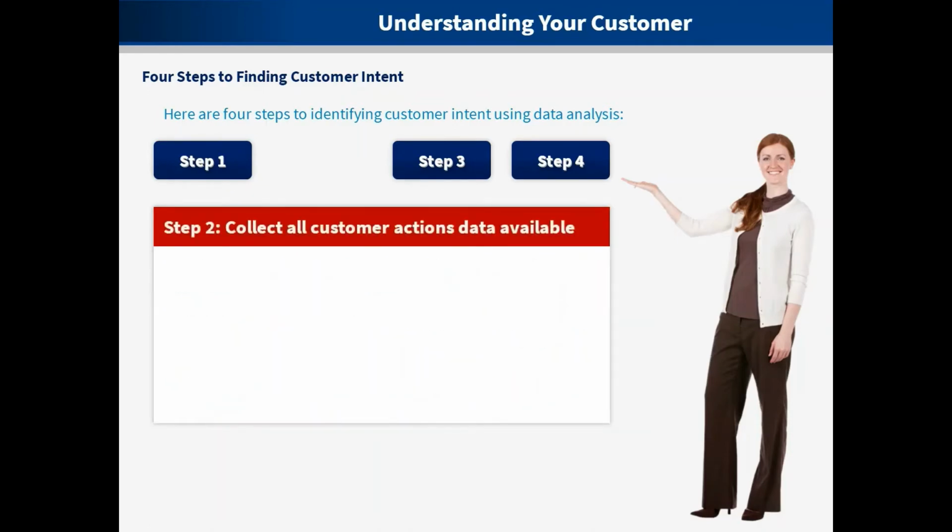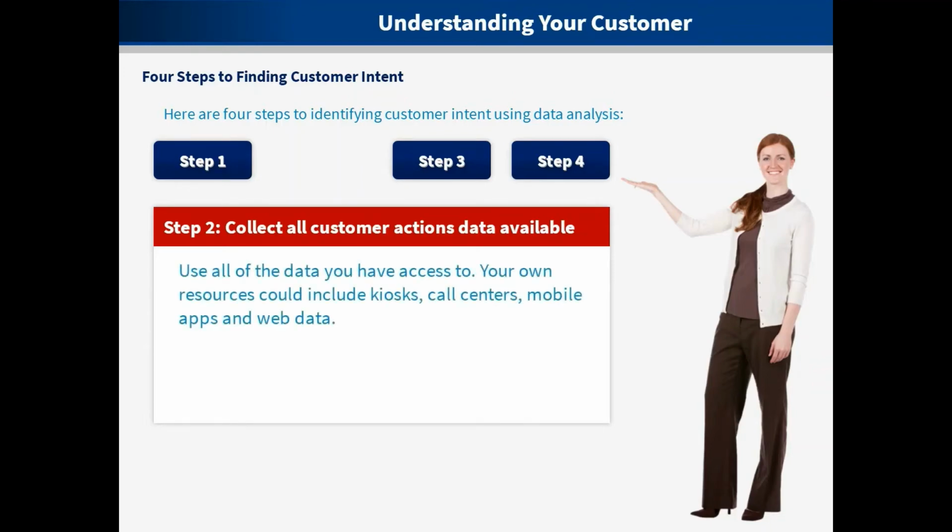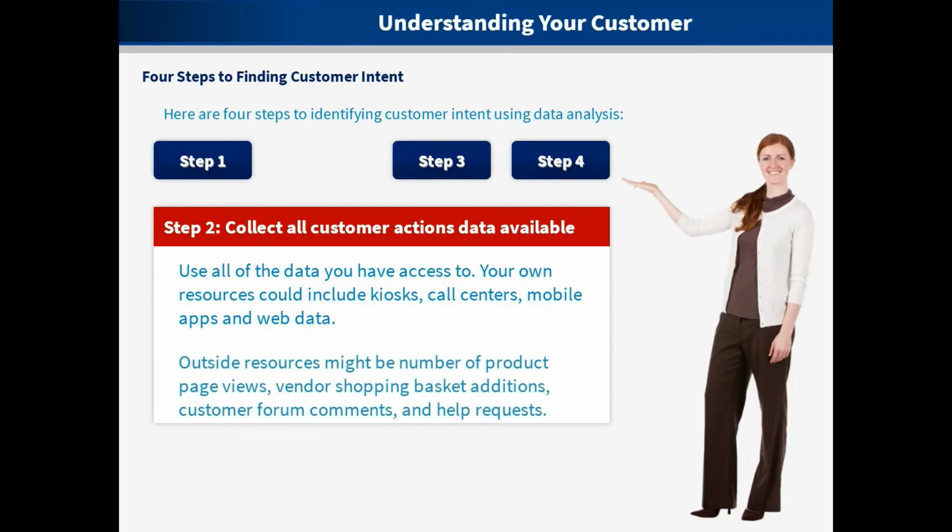Step 2. Collect all customer actions data available. Use all of the data you have access to. Your own resources could include kiosks, call centers, mobile apps, and web data. Outside resources might be the number of product page views, vendor shopping basket additions, customer forum comments, and help requests.